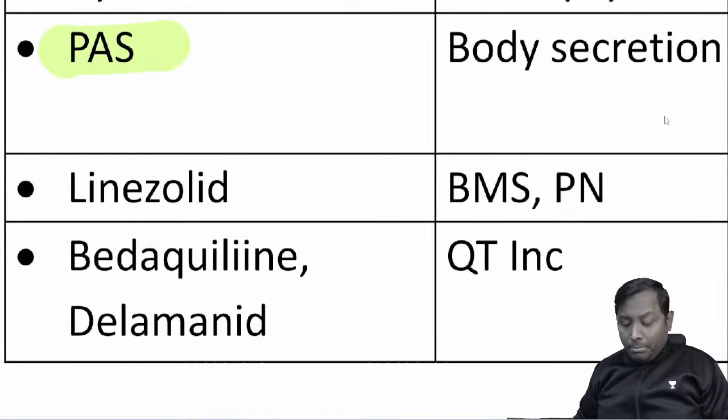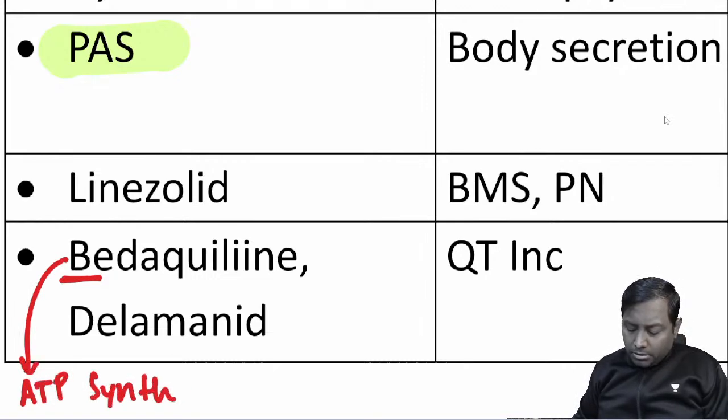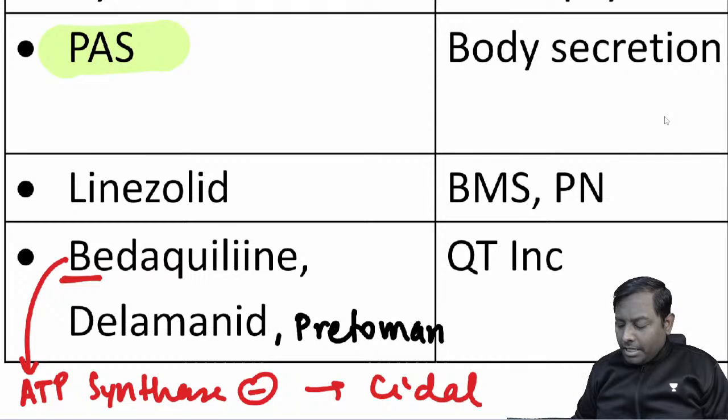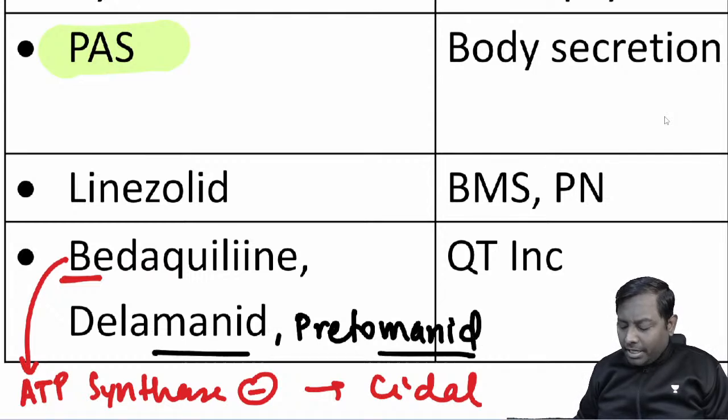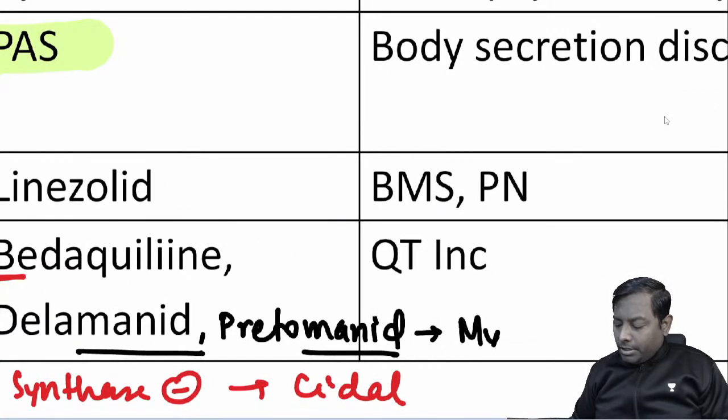Second thing that I would like to highlight here, and I'm putting them in red deliberately, is bedaquiline. Please remember, B for bedaquiline, it is an ATP synthase inhibitor. Therefore they are also producing side effects. Delamanid and another drug in the same family, pretomanid. Their names have manid and manid, M for manid. These are mainly mycolic acid synthesis inhibitors.